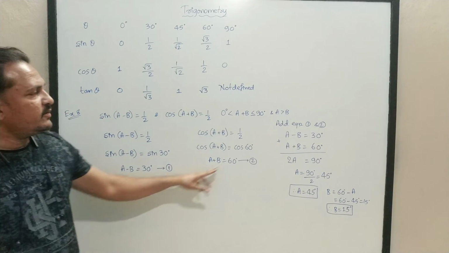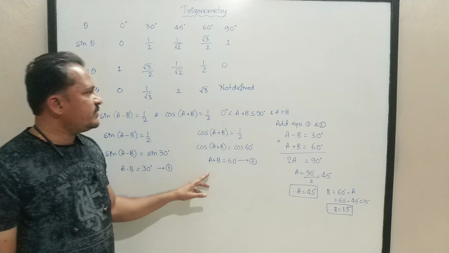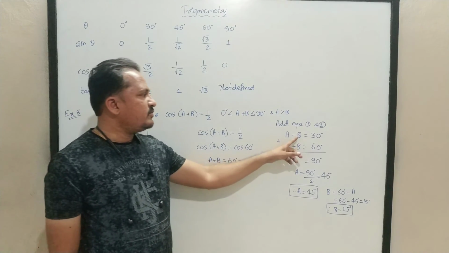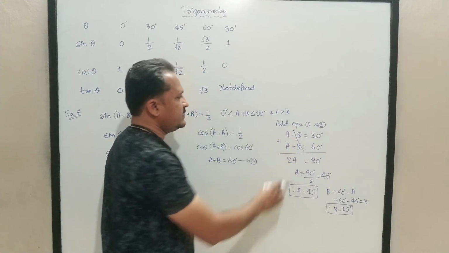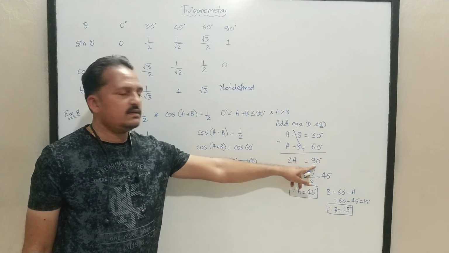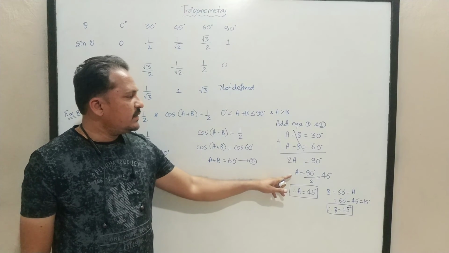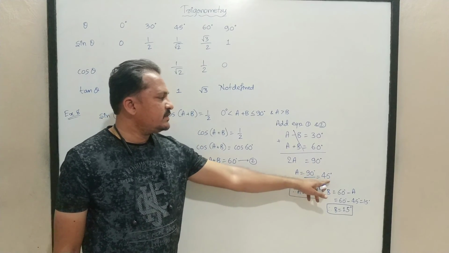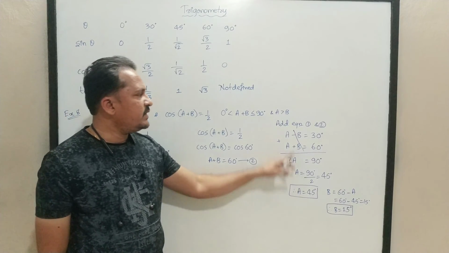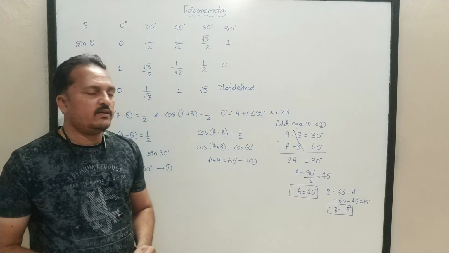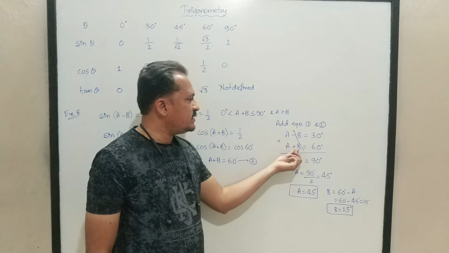So equation 1 and 2, add these two to get the value of A and B here. So minus B plus B will be cancelled out here. Next, A plus A, that is 2A. 30 plus 60 is 90. Next, A is equal to 90 by 2, that is 45. A angle is 45. So keep 45 in any one of the equations. So we have kept this 45 in equation 2 here.